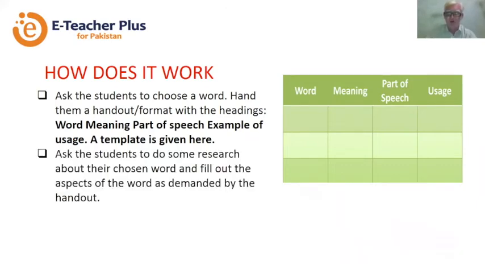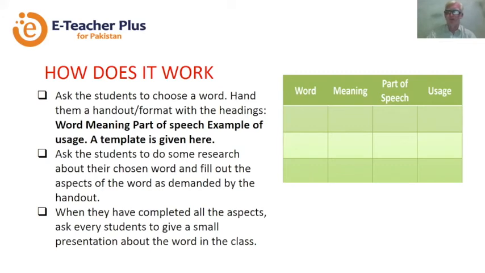Then you ask the students to go home and do some research on their own words. They choose their own word, they define the meaning, they describe the part of speech, and they use that word in their own sentence. When they have completed a word, the students come in front of the whole class on the dais and give a small presentation about the word they have adopted. They tell other students that they have adopted this word, this is the meaning of that word, the part of speech of this word is that, and this is how it is used in a sentence.